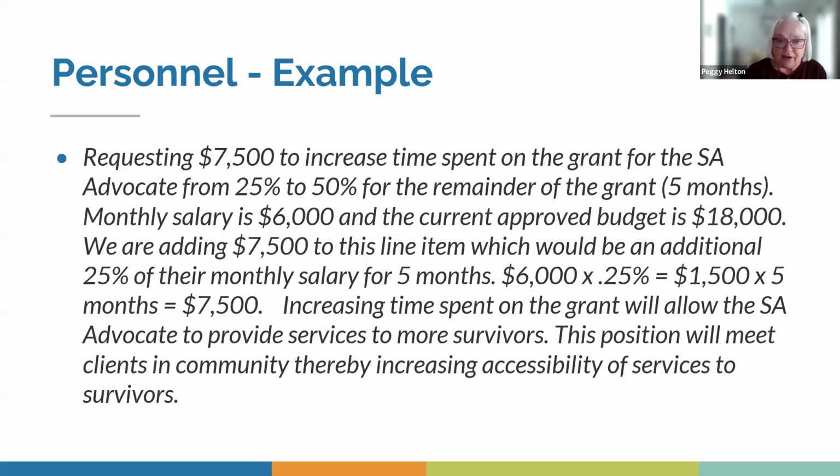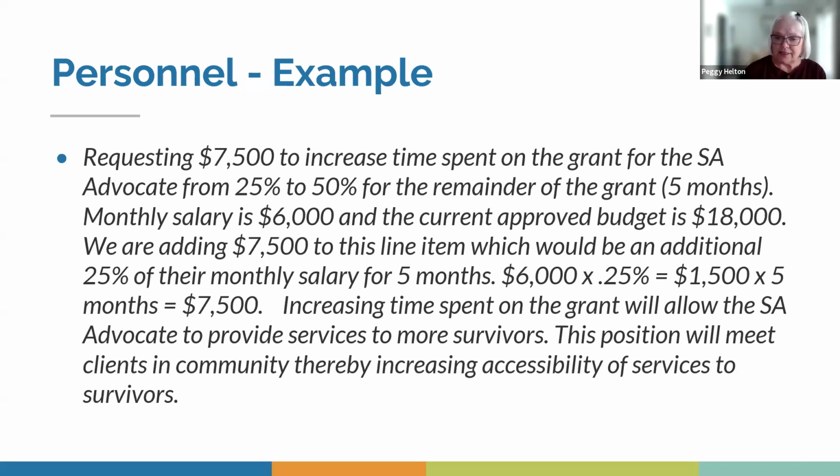They have a monthly salary of $6,000, which makes their annual salary $72,000, and your current approved budget is $18,000. So that is currently 25% of their annual salary. Then you're adding $7,500 to this line item, which would be an additional 25% of their monthly salary for 5 months.